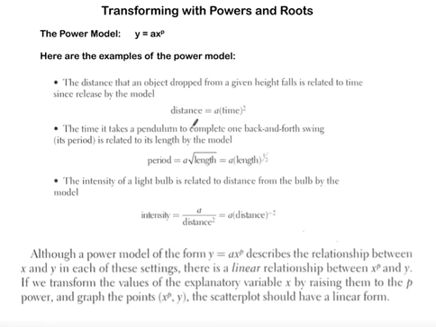The time it takes a pendulum to complete one back and forth swing, its period, is related to its length by the model period equals a times the square root of length. But we can rewrite a times the square root of length as a times length to the 1/2 power because of rational exponents. Remember that there is an imaginary little 2 there, so the index on any square root is always a 2, and the number of times that you have length underneath that root is 1, and that's how we get to the 1/2 power.